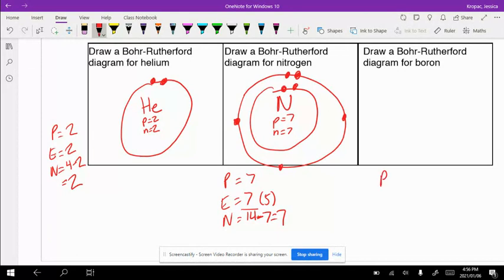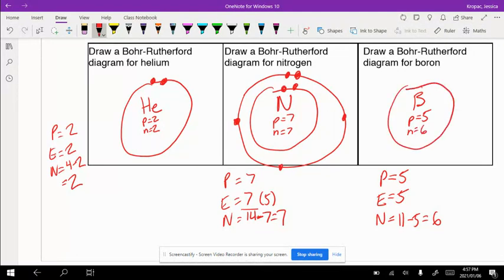So boron, you want to calculate the number of protons, electrons, and neutrons. My atomic number is 5. So I have 5 protons and 5 electrons. And my mass number is actually 11. So 11 minus 5 is going to give me 6 neutrons. Ooh, some variety. So number of protons equals 5, number of neutrons equals 6. My first shell can fit 2. That's going to leave me with 3 on my next shell.